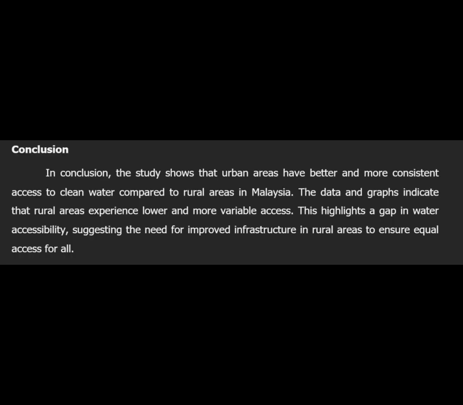So, for the conclusion, our studies show that urban areas in Malaysia have better and more consistent access to clean water, while rural areas experience lower and more variable access. This highlights a clear gap in water accessibility, suggesting that rural communities need improved infrastructure to ensure everyone has reliable access to clean water.